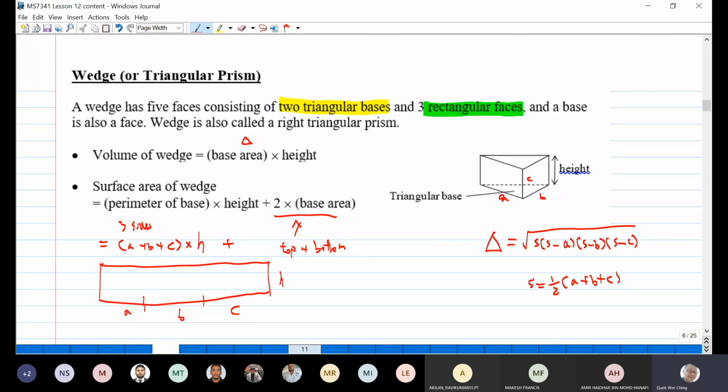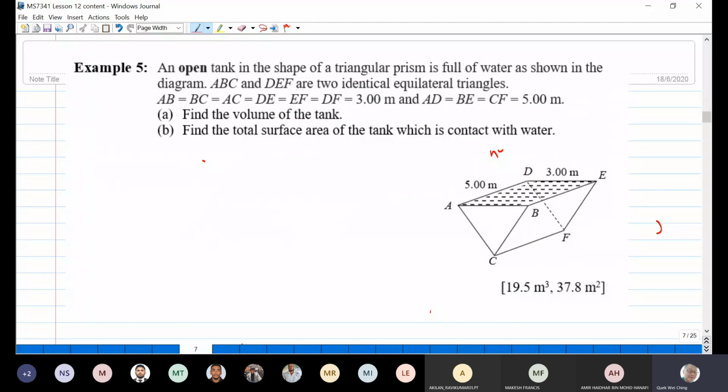Now we are ready to look at the first example. Okay, first example. There are only three examples here. Okay, let's look at this example. What is it all about here?